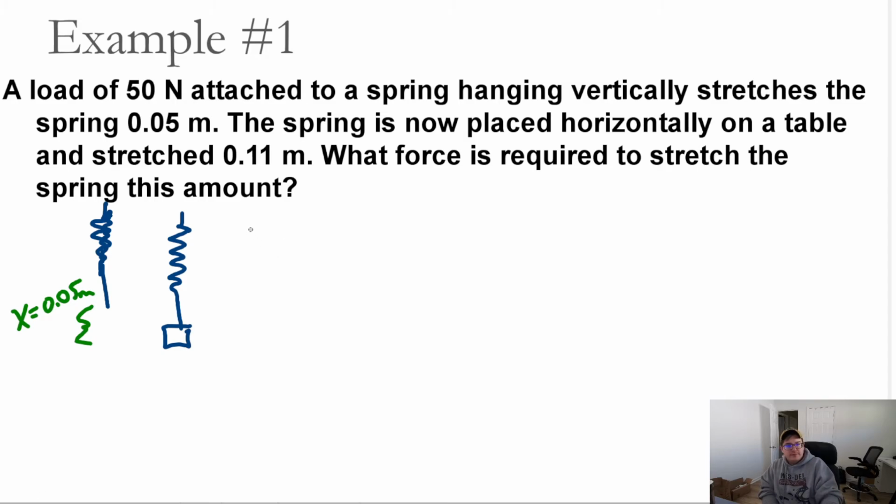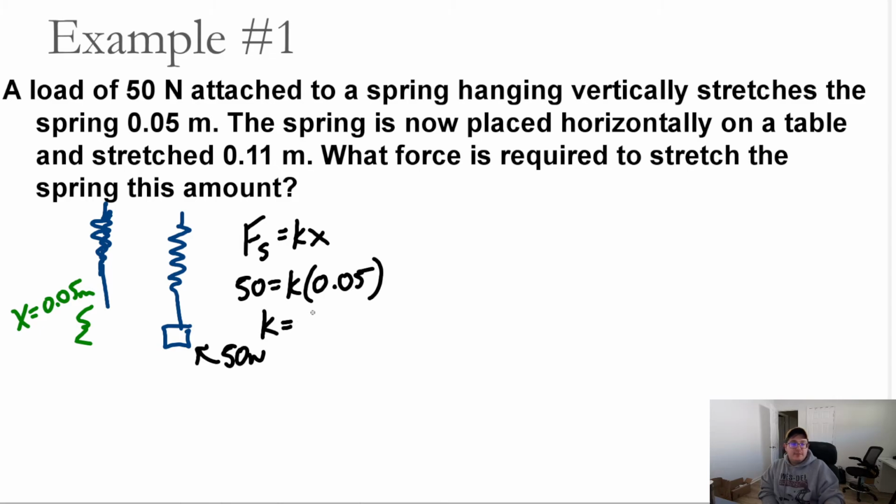Well, what do I know? I know Fs equals Kx. So the force we put on the spring, which is a weight of 50 newtons, a load of 50 newtons, so 50 equals K times 0.05. Divide both sides by 0.05, we get a K value of 1,000 newtons per meter. So this tells me my spring takes 1,000 newtons to stretch it a full meter.